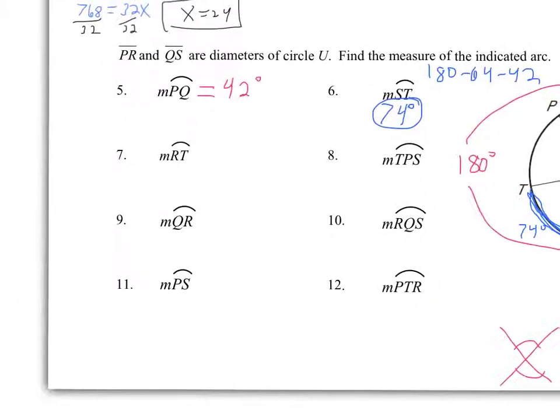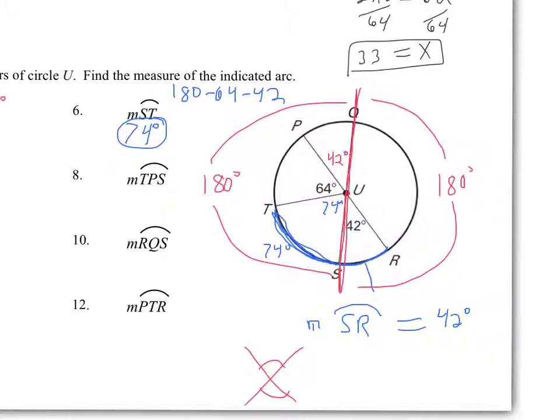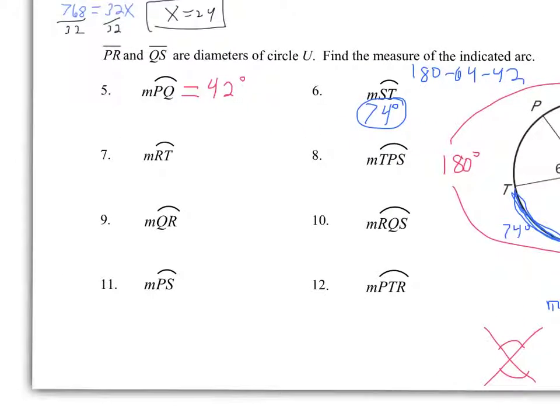All right, number 7, the measure of RT. Where is RT? All right, here is RT. Well, since we know each of these measures, we can simply add them together. 42 plus 74. So we're basically adding together our previous two answers, and we get 116 degrees. I'm just going to circle my final answers here to set them apart.